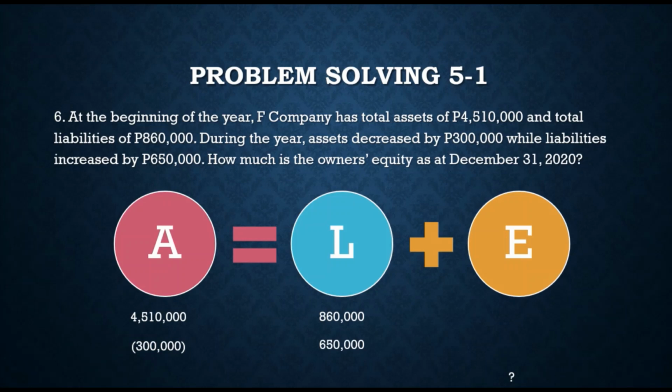So, pwede na natin computen yung beginning of the year na owner's equity. So, 4.51 million minus 860,000, ang ating owner's equity at the beginning of the year ay 3.65 million.